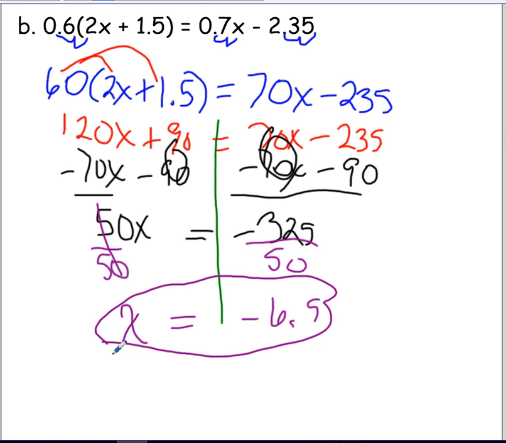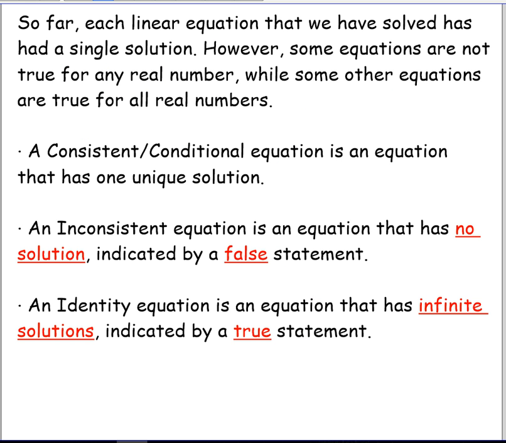We have one more idea to conquer before we're finished with this lesson. So far, each linear equation that we have had has one single solution. Sometimes that's not true. Sometimes when we're trying to solve an equation, we're going to get an equation that doesn't make sense. We're going to get something that's a false statement, like 2 equals 9, which never can happen. And sometimes we'll get the same thing on both sides, such as 7 equals 7.